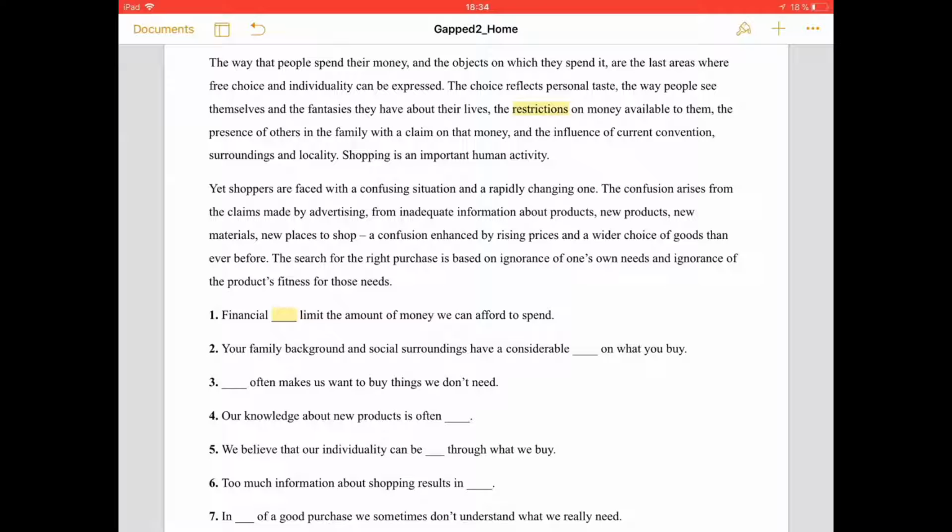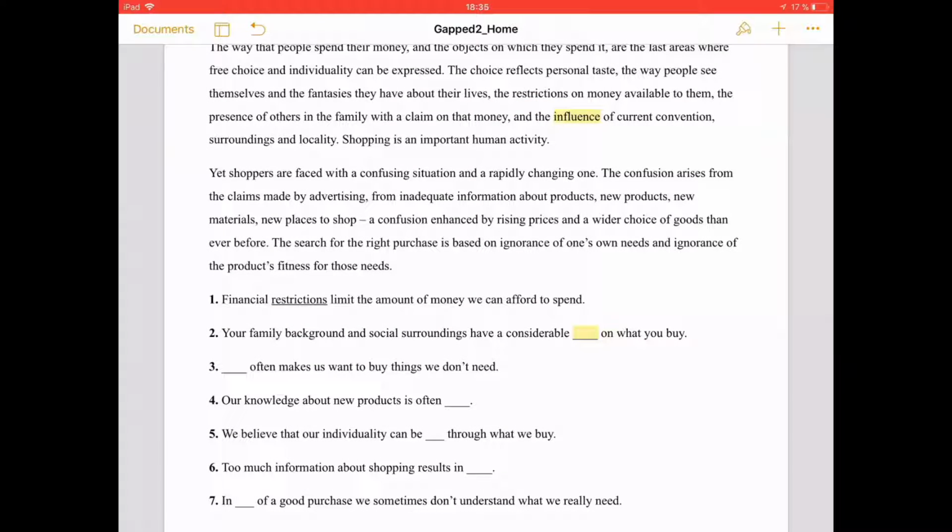So the first sentence. Financial something limit the amount of money we can afford to spend. What can limit something? Obstacles, borders, or restrictions? We have the word restrictions. So, financial restrictions limit the amount of money we can afford to spend. It makes sense and grammatically it is correct.